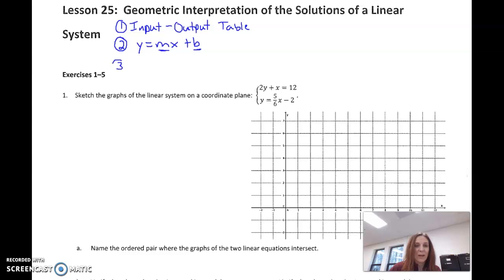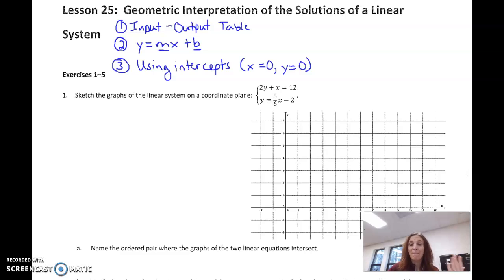And then the third way that comes in handy sometimes when we're dealing with things in standard form is using intercepts. Okay, using intercepts. And that's, remember, we put 0 in for x, and then we put 0 in for y, and find out where it hits our x and y axes. All of these will work with any of them, but sometimes using one method or the other is a little bit easier. Okay, so we've got our ways to graph.